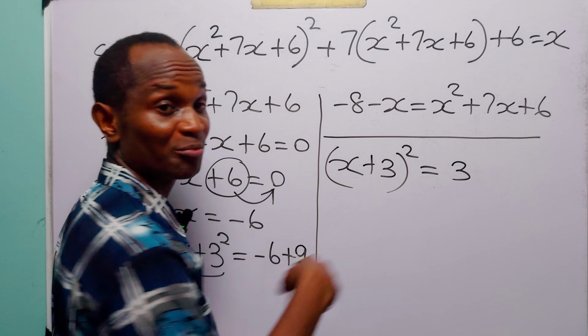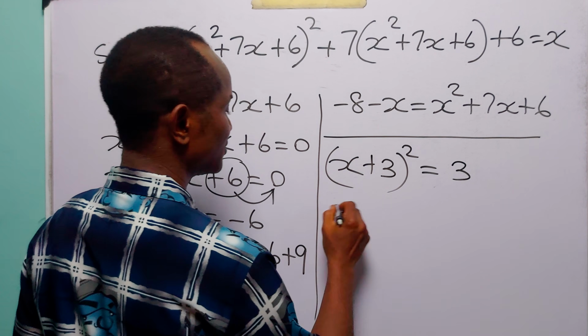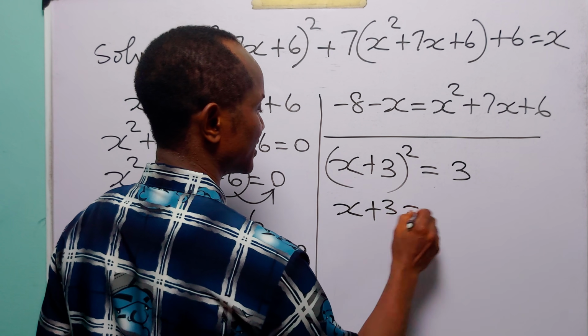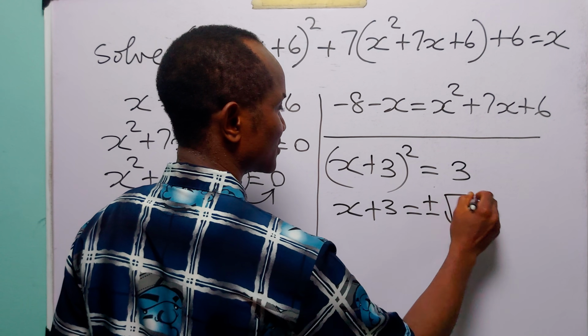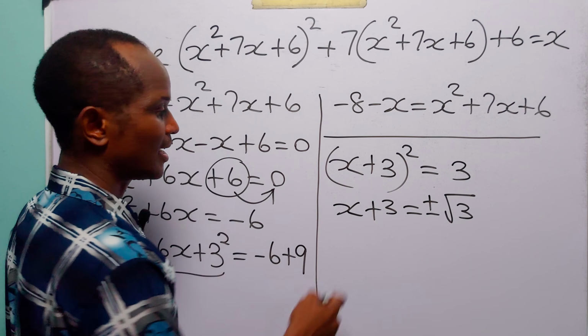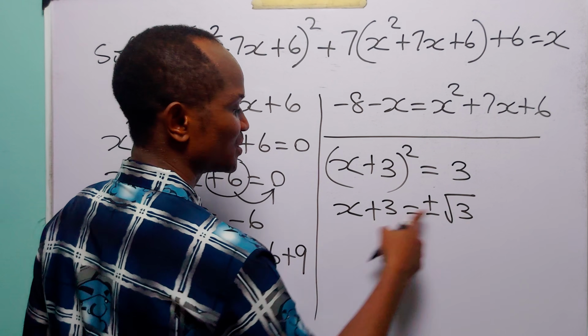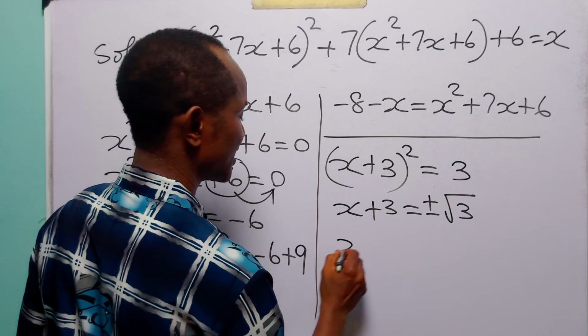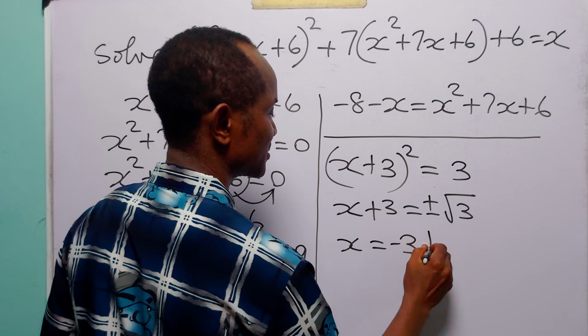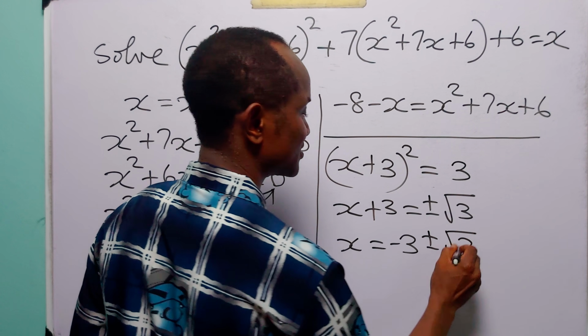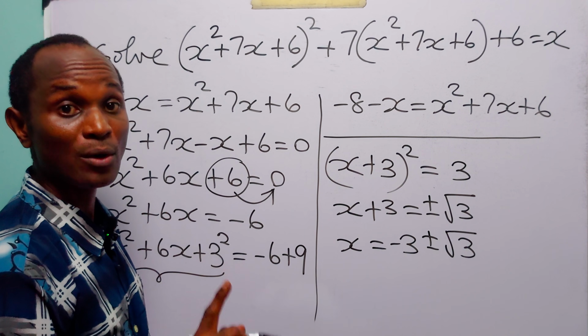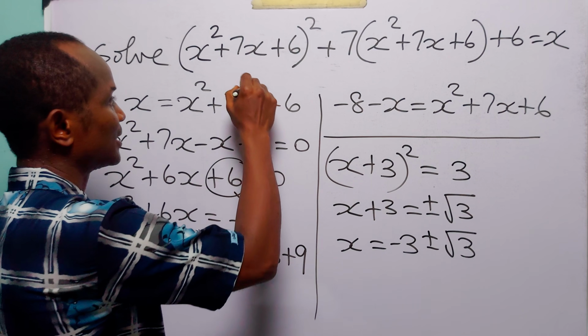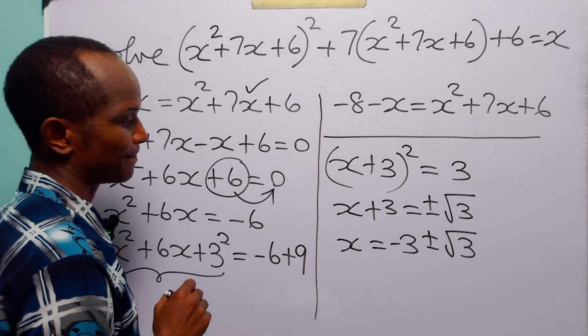Now we take square root of both sides of this equation. When we do that, we have that x plus 3 is equal to plus or minus the square root of 3. And when we subtract 3 from both sides of this equation, we have that x is equal to minus 3 plus or minus the square root of 3. So we have found two values from this first equation.